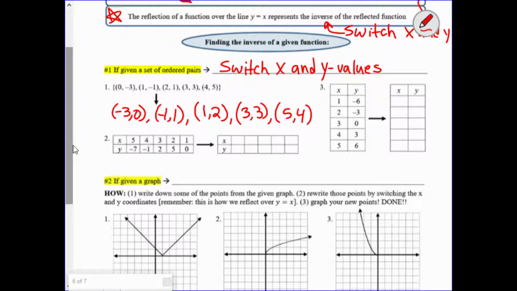Same thing with table values, just a little bit more organized. If the first point is 5, -7, how would I invert that? I would just switch the x and y, so now they're kind of upside down, and you would do that for every row. So you basically took the top row and the bottom row and switched them. Alright, go ahead and try the last one. They're in columns now. Go ahead and see if you can figure out what that new table of values would be for the inverse.